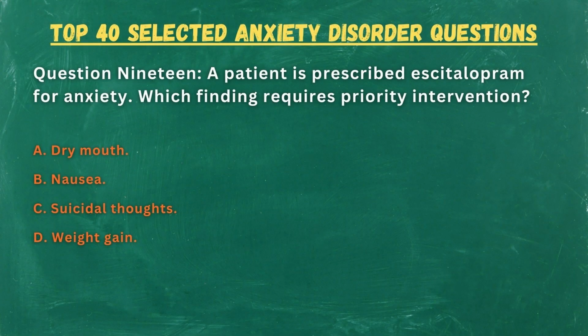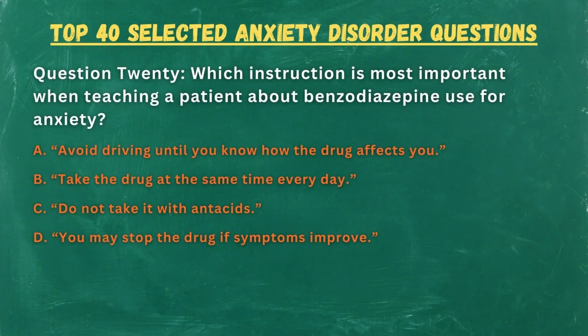Question 19. A patient is prescribed escitalopram for anxiety. Which finding requires priority intervention? A. Dry mouth. B. Nausea. C. Suicidal thoughts. D. Weight gain. Answer: C. Suicidal thoughts.